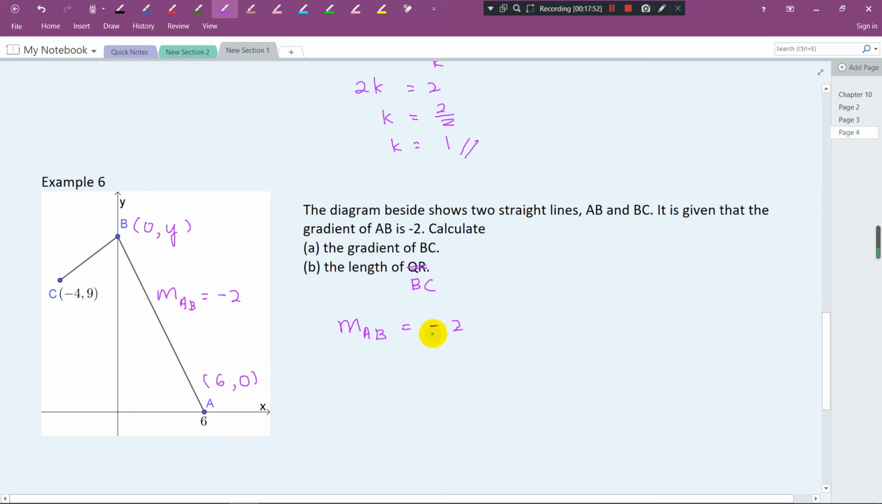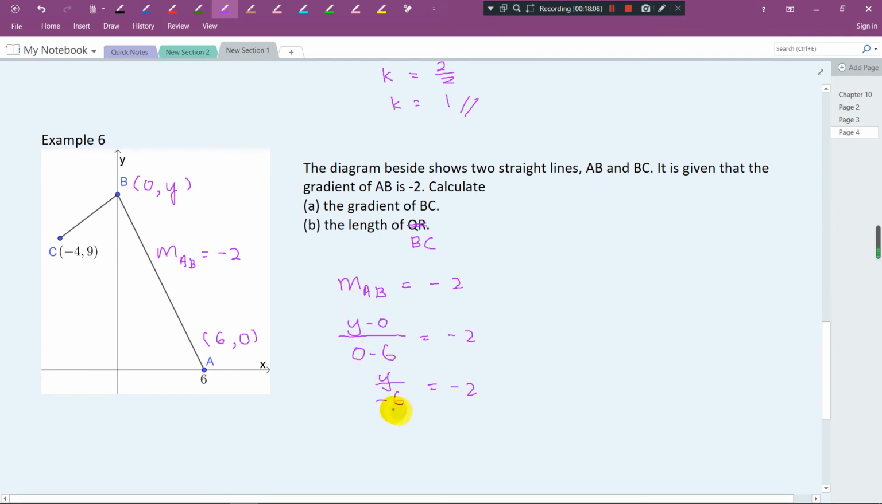If I use these two coordinates to calculate the gradient, I should be able to get this negative 2. Y minus 0, 0 minus 6, equals negative 2. Here will give you y. This is negative 6. Okay, y is equal to, bring up here, negative 2 times negative 6. You get 12. So y is equal to 12.